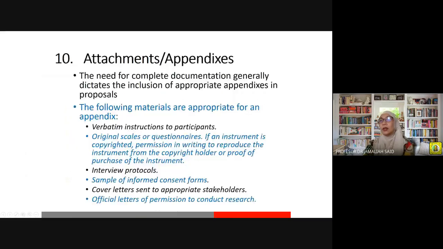Of course, you have to have attachments. Maybe for a proposal, not many students have attachments, but you can attach your questionnaire if you like, and also a letter of permission, a letter of consent for data collection.